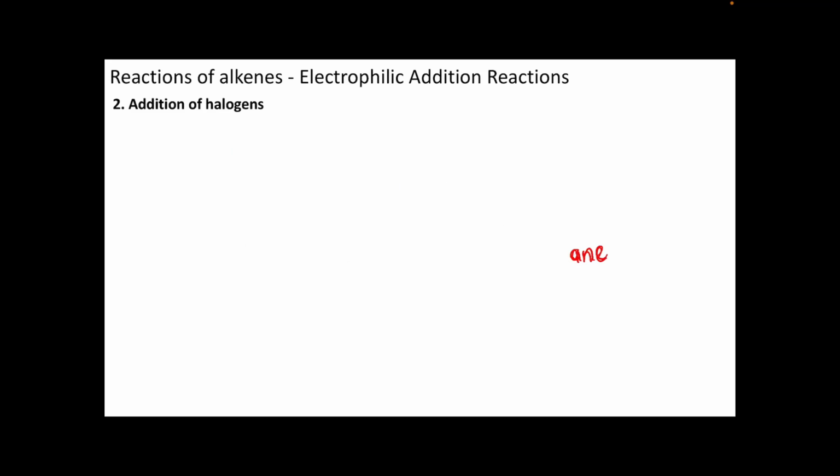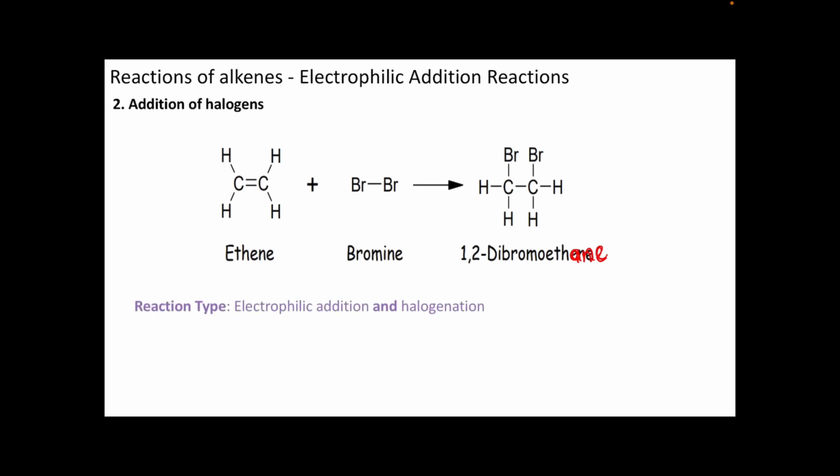Now, the reaction type is still electrophilic addition, but it also can be called halogenation. Sometimes it's called bromination if it's bromine. Reagents, don't need any reagents. If you think about it, if you add bromine water to an alkene, it decolorises the alkene immediately. So there's nothing else needed for that reaction to happen.